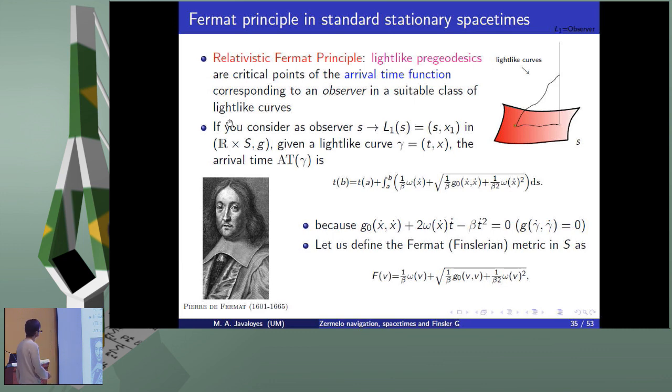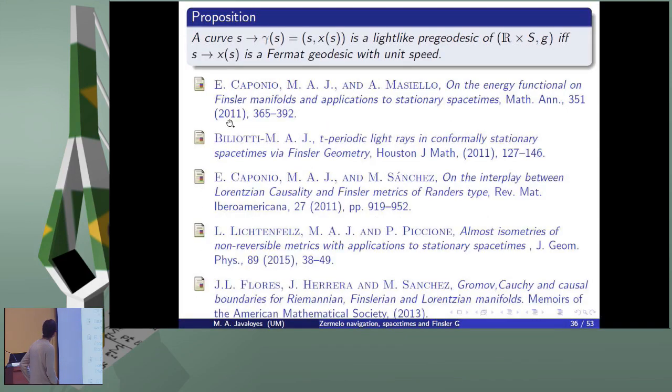So we can define a Finsler metric. And this Finsler metric is also of Randers type. It's the square root of a Riemannian metric plus a 1 form. Well, basically what we have obtained is this proposition here, that this is a light-like geodesic of the stationary spacetime if and only if the projection x, the curve x, is a Fermat geodesic with unit speed.